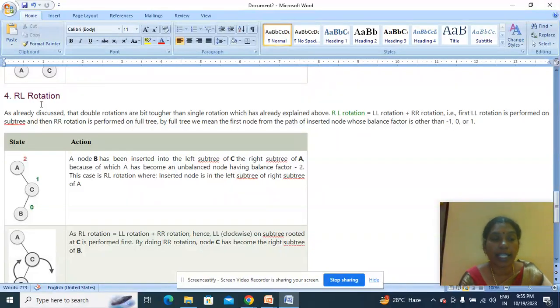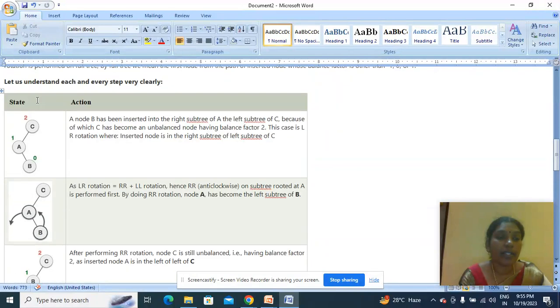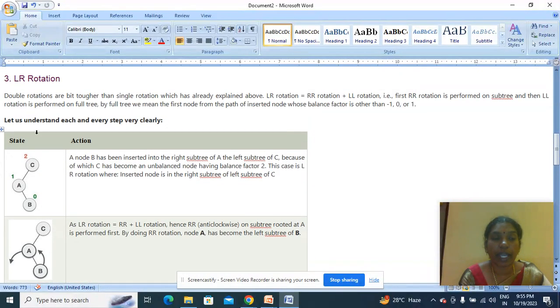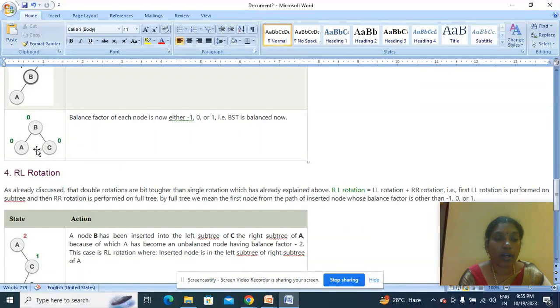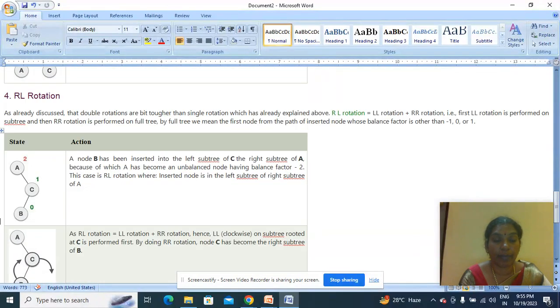If it is the RR case, we take the structure as a greater than symbol. For the LR case, we take the symbol as a less than symbol. So this is a less than symbol for the LR case, and for the RL case it is a greater than symbol. So these are the four rotations of the AVL tree. Totally we have four rotations: single rotation with two cases, LL case and RR case, and double rotation with two cases, LR case and RL case.